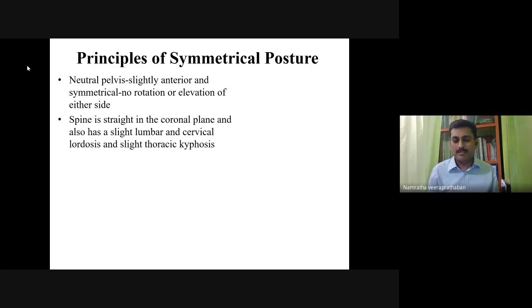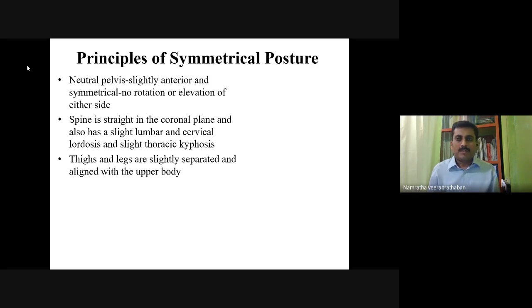Now comes the spine. The spine has to be straight in the coronal plane, and you have to maintain the normal anatomical curvature of the spine, which is mild cervical lordosis, mild thoracic kyphosis, and mild lumbar lordosis. So this is the symmetry for the spine. Now, symmetry for the thighs and legs. The thighs and legs have to be slightly separated, slightly abducted, and slightly externally rotated, and aligned with our upper body. So this is the symmetry for the thighs and legs.